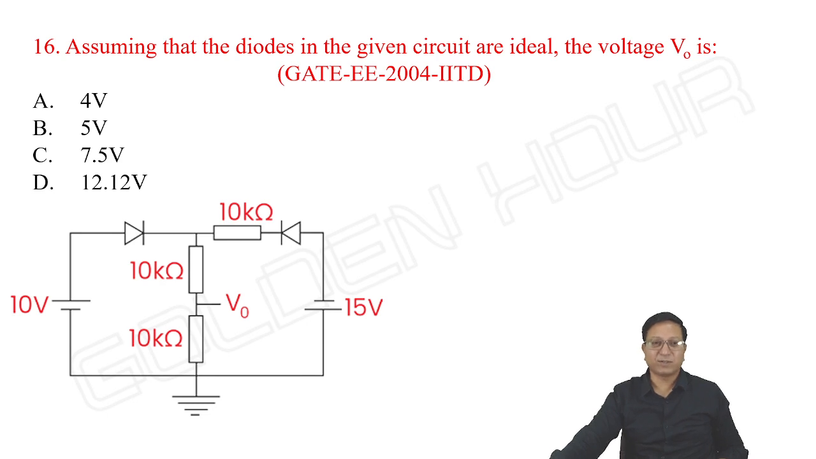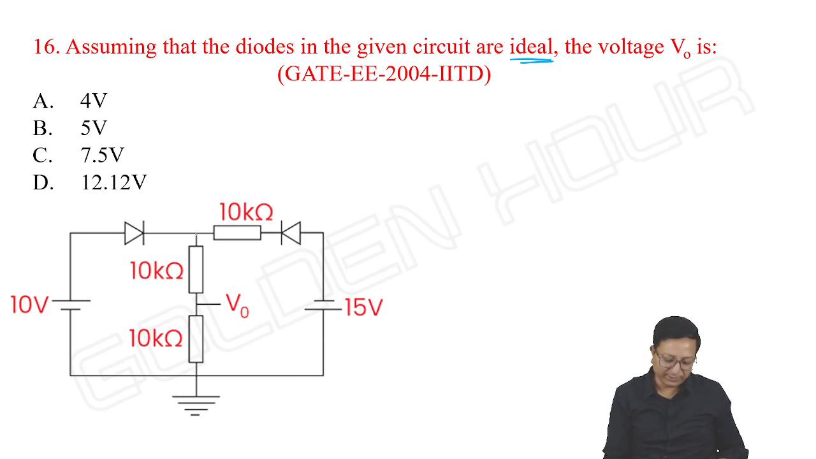Next, so far we have done the problems with a single diode. Now I'm starting the problem with two diodes in the circuit. See this. Assuming that the diodes in the given circuit are ideal. Okay, they mention ideal: short circuit, open circuit. That's it. If they give V gamma, then based on that V gamma, we do the problem. Okay, the voltage VO, what is V naught.